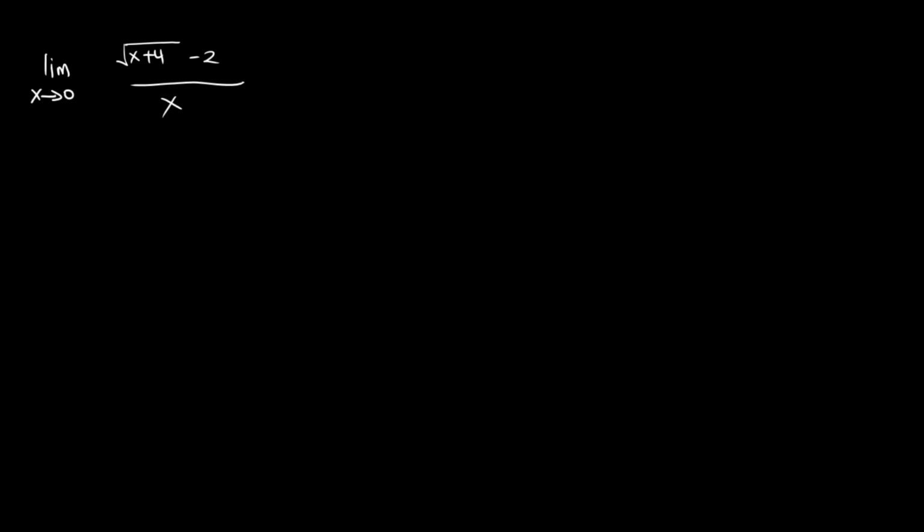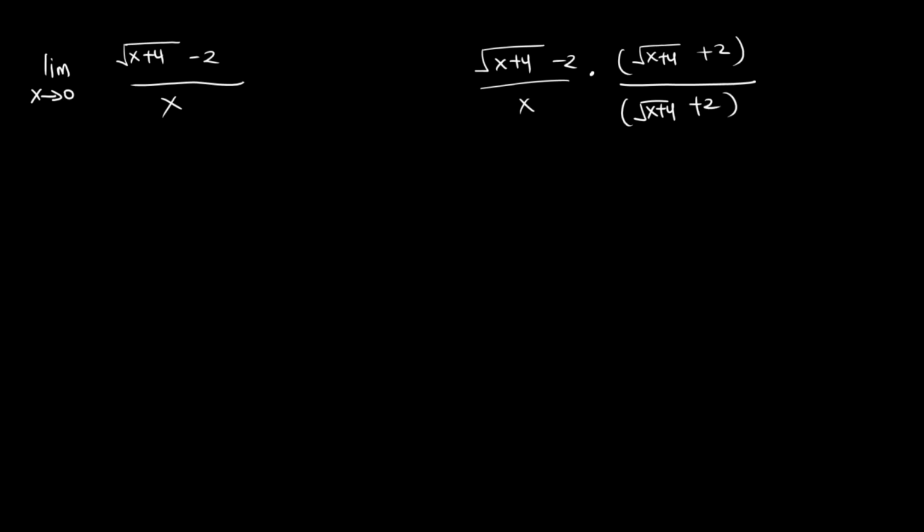So for that reason, let's try to simplify this. So we are going to multiply by the conjugate of the numerator. So we are going to have square root of x plus 4 minus 2 divided by x multiplying square root of x plus 4 plus 2, okay, divided by square root of x plus 4 plus 2. Okay, so this is what you have now.